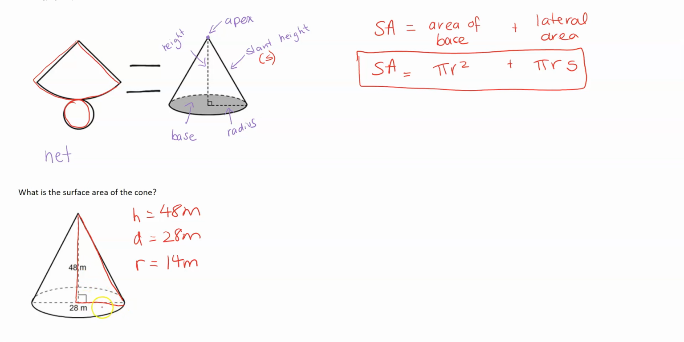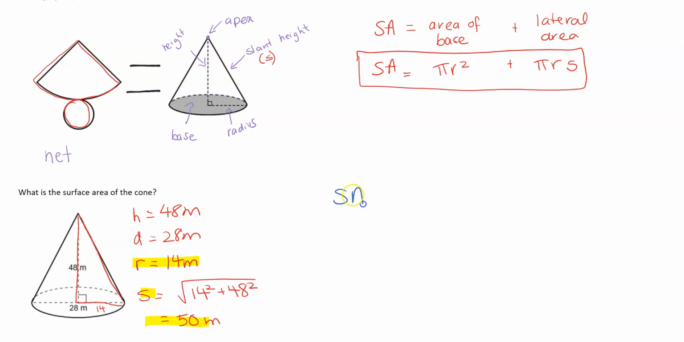So I've got a right angle triangle there, which has a height of 48, and then the base of the triangle there would be 14, my radius. So to work out s, I would just do the square root of 14 squared plus 48 squared. I'm plugging that into my calculator. I get a slant height of 50 meters. Now that I've got the radius and I've got the slant height, I can plug that into my formula to find out the total surface area.